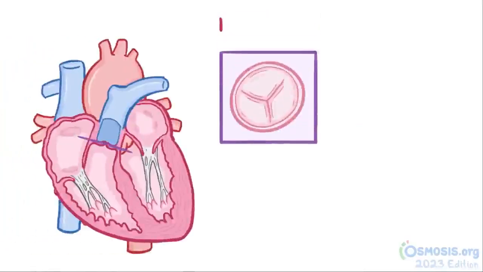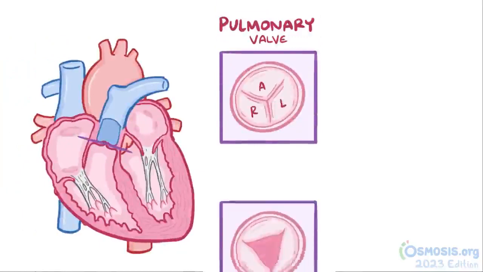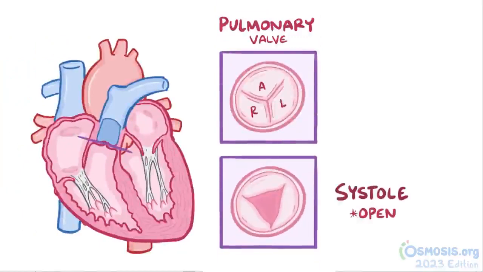The pulmonary valve is typically made up of 3 leaflets, the anterior, the left, and the right, and it opens during systole to allow blood to be ejected to the lungs. During diastole, it closes, to let the heart fill with blood and get ready for another systole.